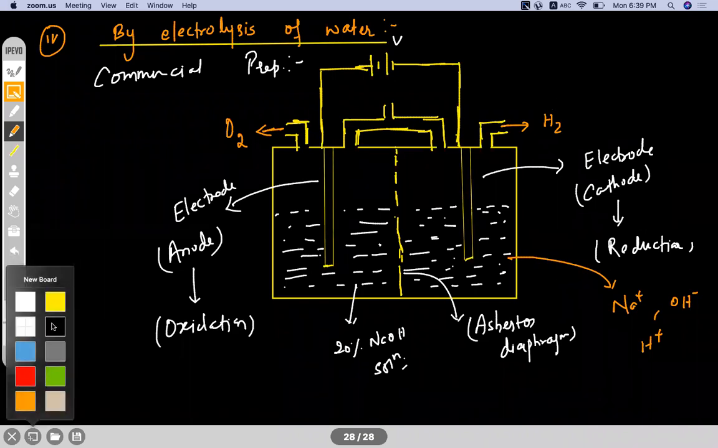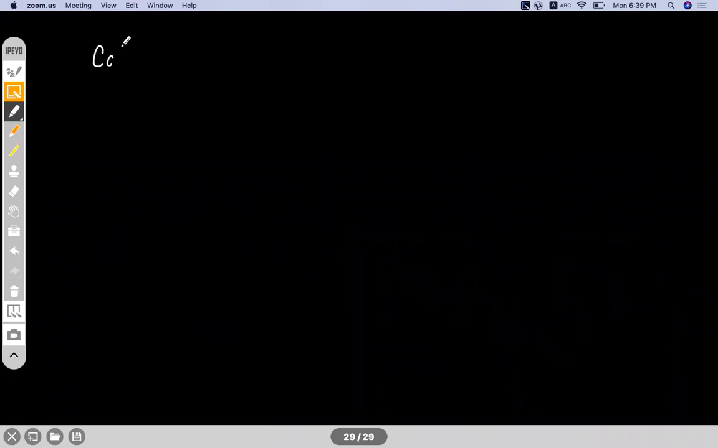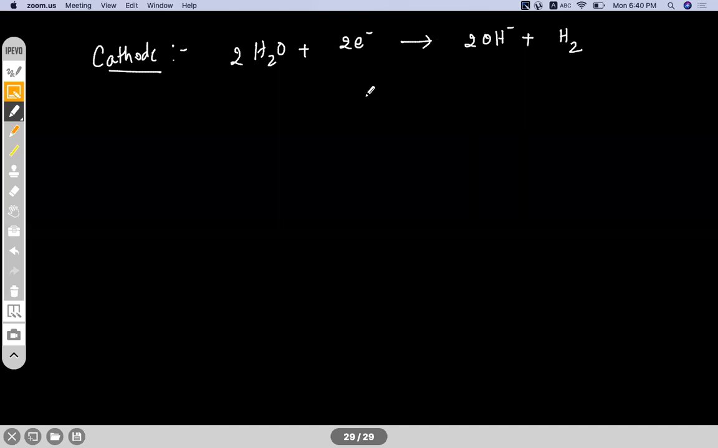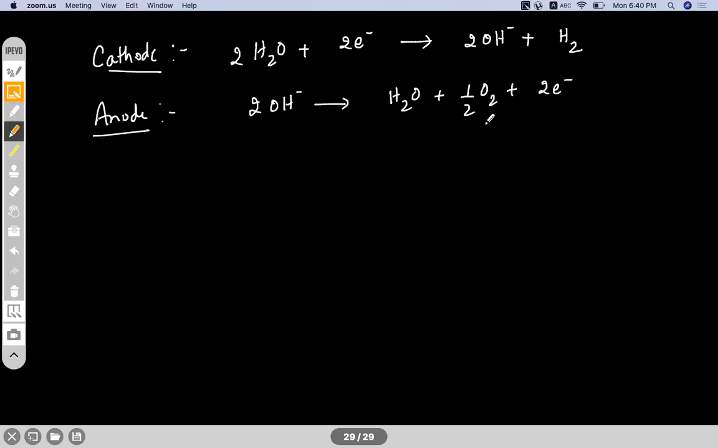The reaction you must write down. At the cathode, we have reduction, and reduction is the consumption of electrons. So H2O plus 2 electrons converts into 2OH minus plus H2. At the anode, oxidation takes place. So 2OH minus converts into H2O plus half O2 plus 2 electrons. This is the reaction at the cathode and anode. So you can clearly see oxygen is involved at the anode and hydrogen at the cathode.